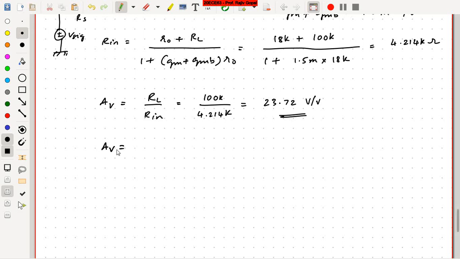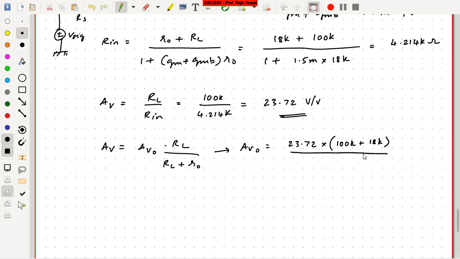Now we know that AV is AV naught into RL by RL plus R naught. Okay. So from this AV naught is AV, which is 23.72, into RL plus R naught, which is 100K plus 18K, divided by RL, which is 100K. Okay, so AV naught here is almost close to 28 volts per volt. So AV naught is 28 volts per volt.